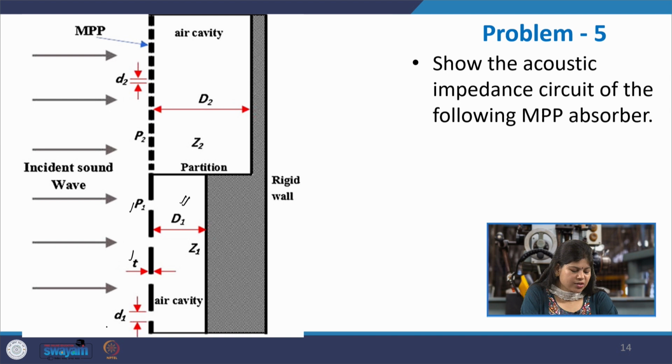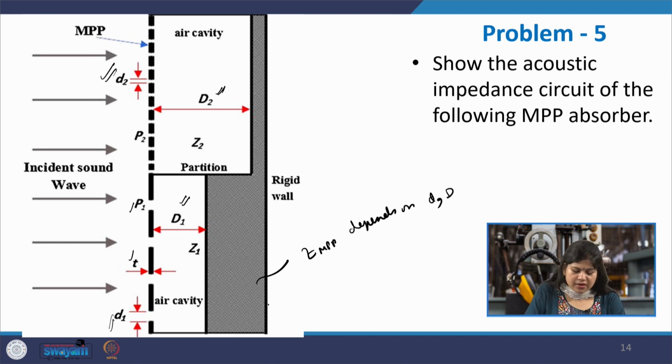Okay, sorry, the perforations have a diameter of small d1, and the air cavity depth is capital D1, and the upper half of it is another perforated panel, but here the air cavity depth has increased and the diameter of the hole has decreased. So, basically this could be treated as a separate MPP absorber, because the Z of MPP depends on the diameter of the hole as well as the air cavity depth.